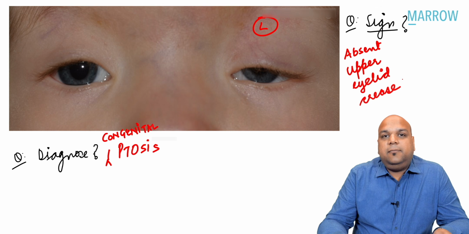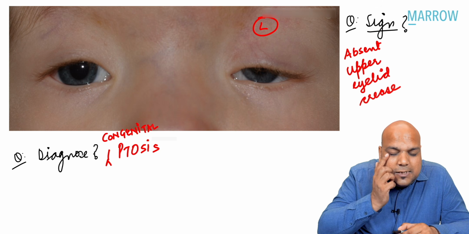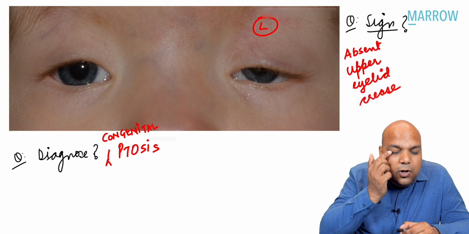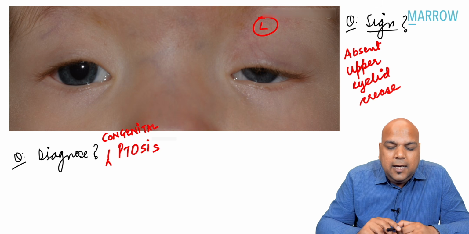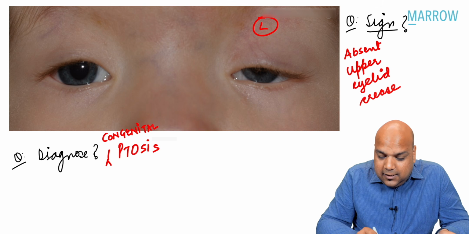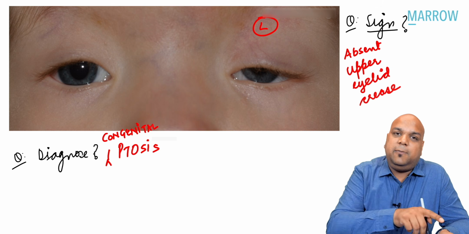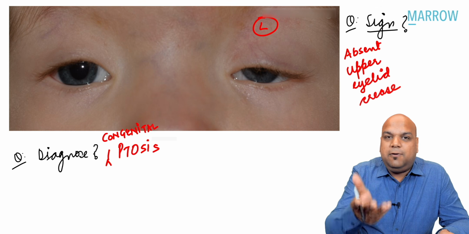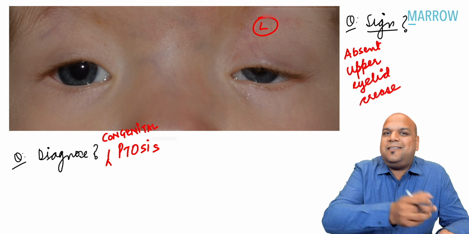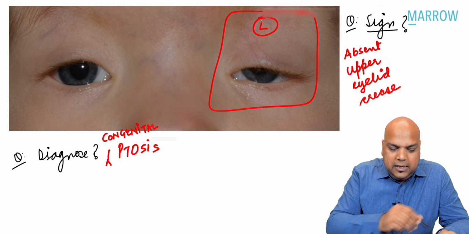I hope I am clear. If you look at my eye, please zoom onto my eye. You will see even after I've closed my eye, there is a fold of skin visible as a line in my upper eyelid. My upper eyelid is not smooth. But if you see the child, the upper eyelid is absolutely smooth because it is congenital ptosis, because the child was never able to open the eyes. This skin never folded and this upper eyelid crease never formed. So that is the diagnostic sign, absence of upper eyelid crease.